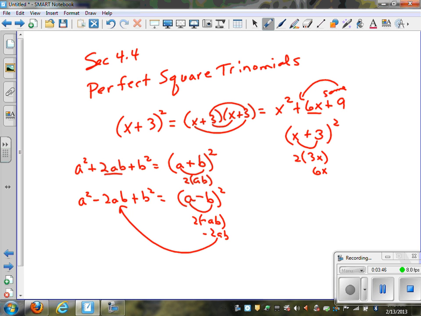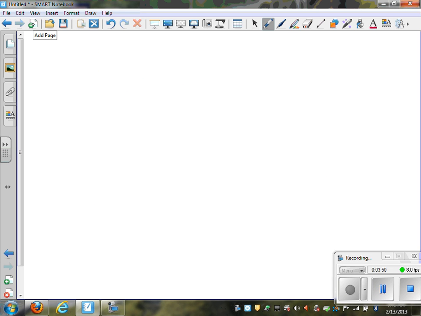Okay, let's try some. Let's say I had x squared minus 10x plus 25. The reason I'm looking at this and thinking it's possibly a perfect square trinomial is because that's a perfect square and that's a perfect square, and that's got to be plus. So now we're going to check to see if we know what it is.